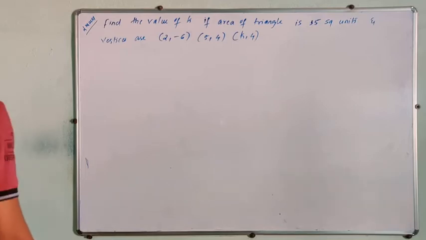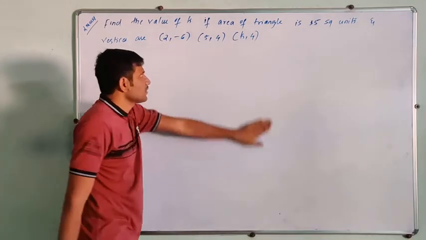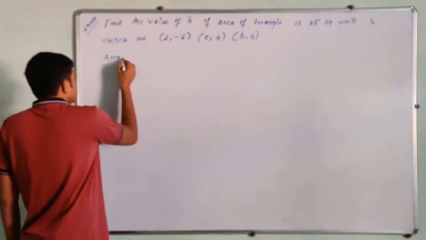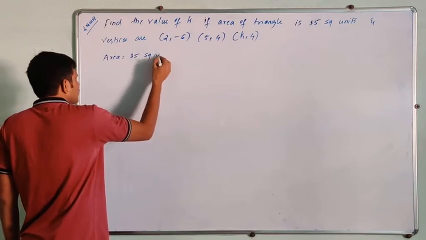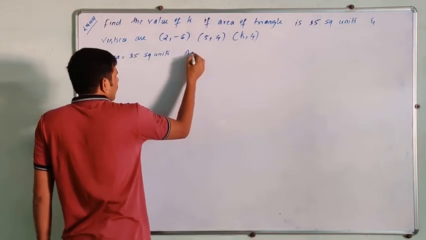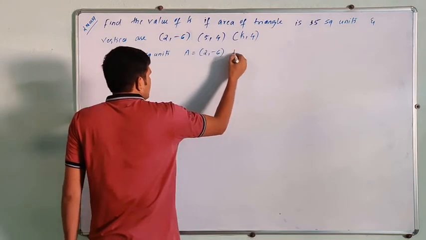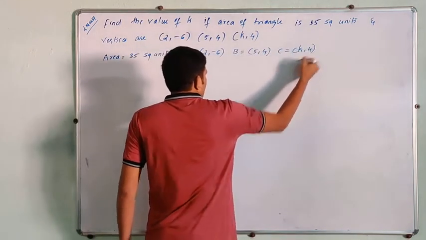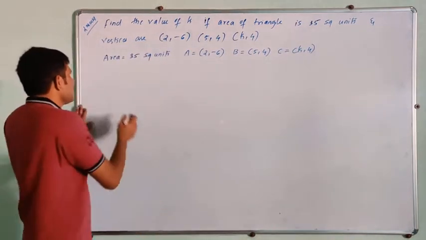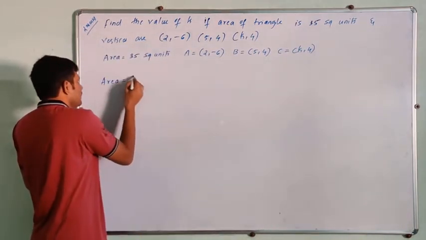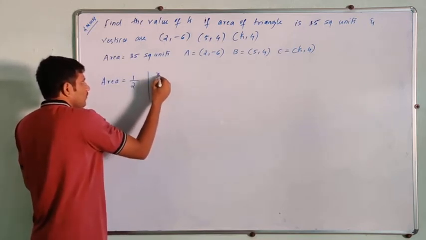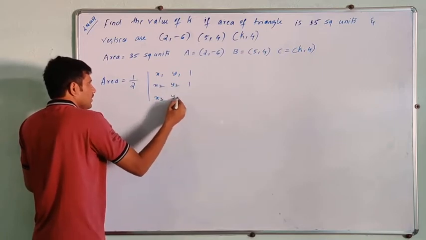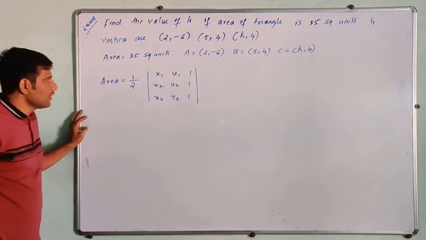Area is 35 square units and vertices are (2, -6), (5, 4) and (k, 4). Here also the same. The coordinates of A is (2, -6), coordinates of B is (5, 4), coordinates of C is (k, 4). Right? So what is the area? The area formula is 1/2 into the determinant of x1 y1 1, x2 y2 1, x3 y3 1.